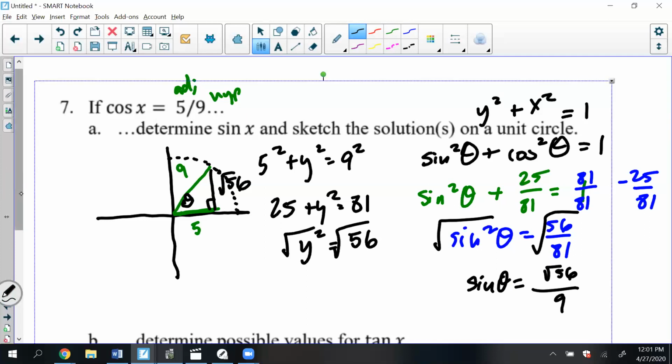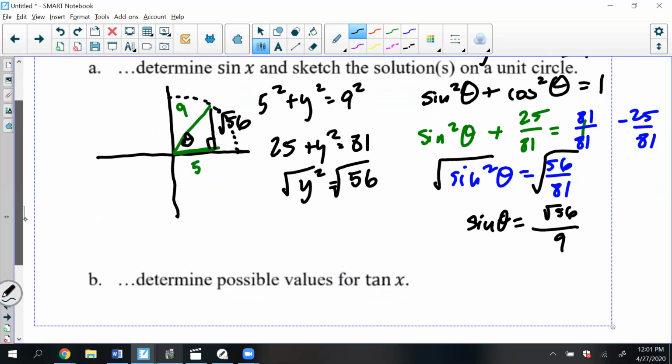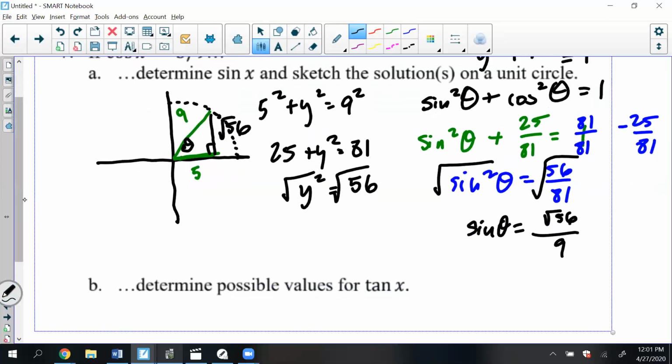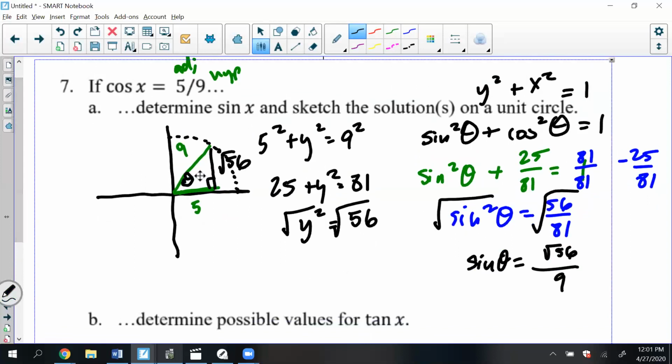And if you have the right picture and have the right sine and cosine, can you find the tangent? Well, yeah, because I have that right triangle. Tangent is opposite over adjacent, which would be the square root of 56 over 5 for the tangent piece there.